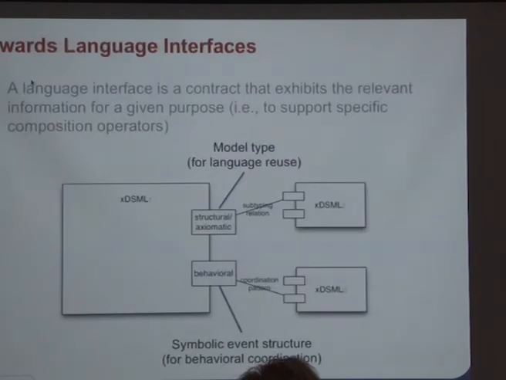And in this big challenge, our contribution, our approach, was to define different language interfaces in order to support different composition operators between languages. The first one is the structural and axiomatic language interface, called model type, to be supported by a structural composition operator such as inheritance, but also relationships such as the subtyping relation, in order to achieve some substitutability between software languages. And a behavioral language interface, which is defined as a symbolic event structure, and which is later used to define coordination patterns between these symbolic event structures to support the coordination of the conforming models.